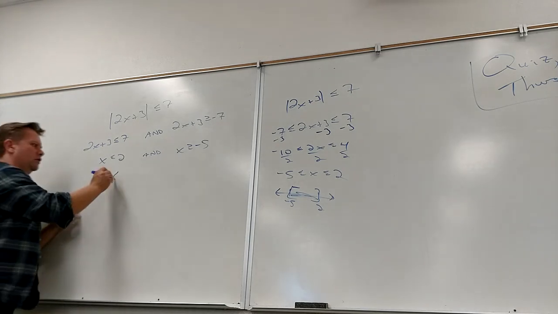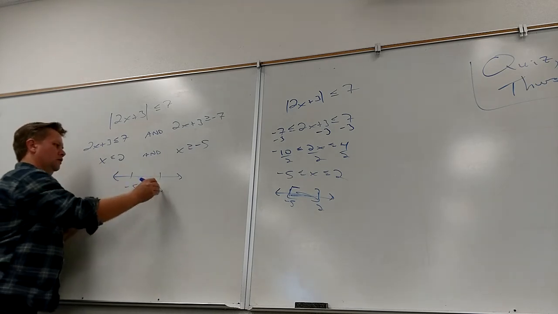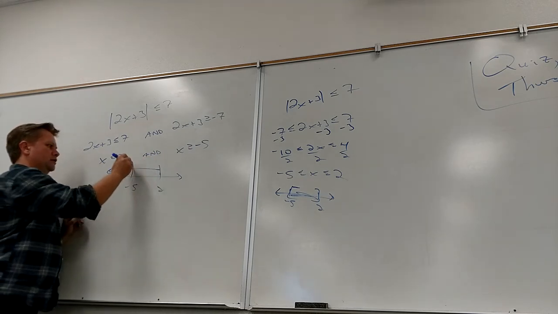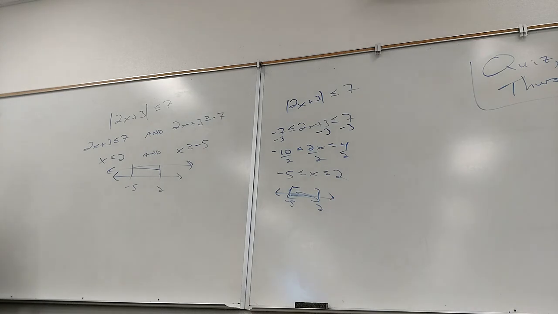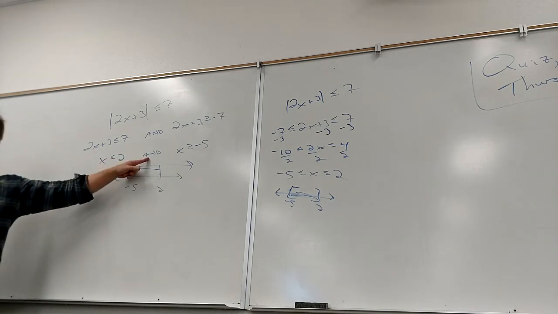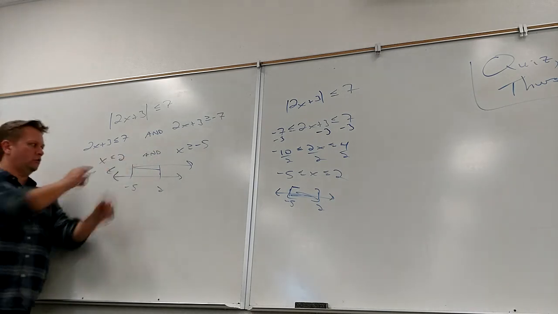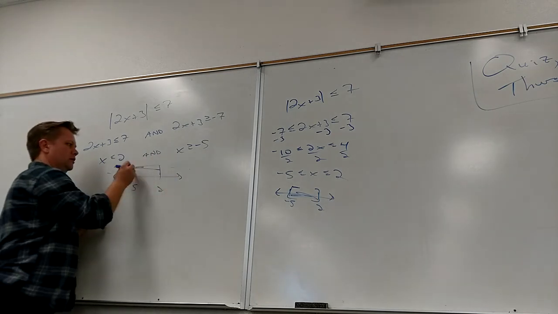But then I get people that get confused. They are like, well, that's there, and there you go. But it's an and. So it's got to be this and this. So it's where they overlap. So it's only the part in the middle here.